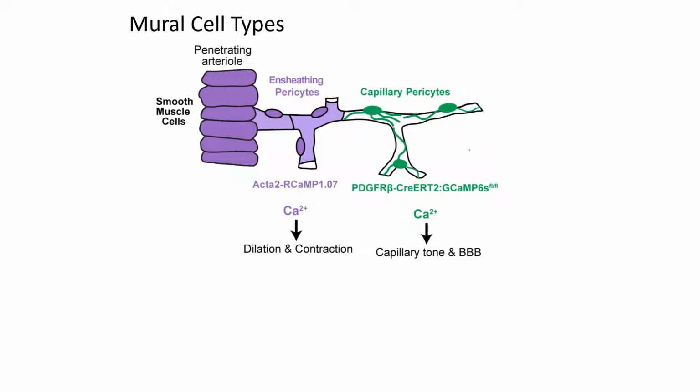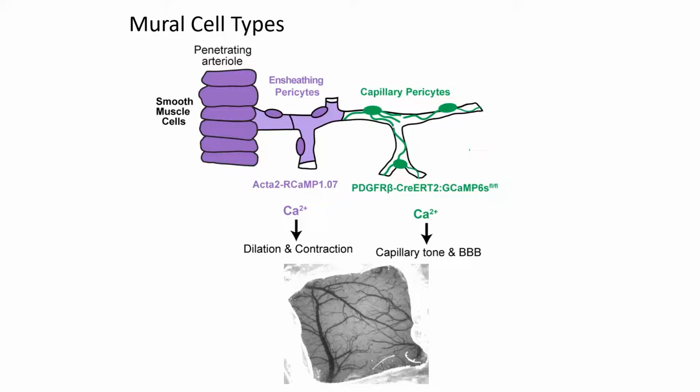Capillary pericytes are found farther downstream in the vascular network and can be labeled in other transgenic models. However, we focus on ensheathing pericytes in this method. Our mice have been surgically implanted with a chronic cranial window that permits access to the brain vasculature for imaging.